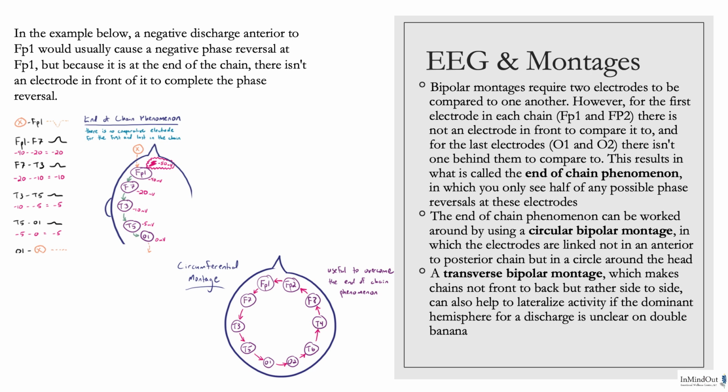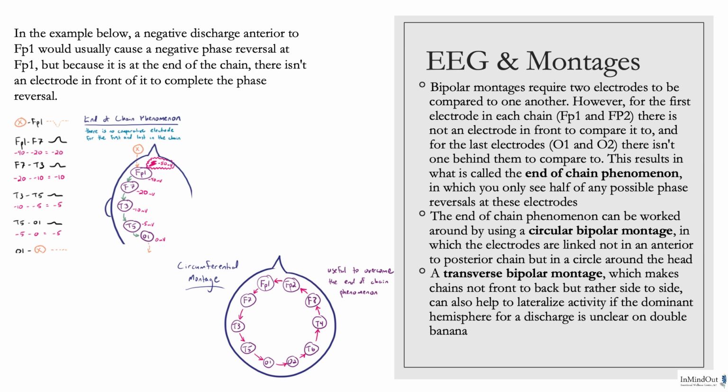Because as you can see, if we looked at activity in the front, since FP1 does not have any channel it's compared to, we don't see this phase reversal. So how do we deal with that problem? We can look at another bipolar montage, and this montage would be the circular bipolar montage.